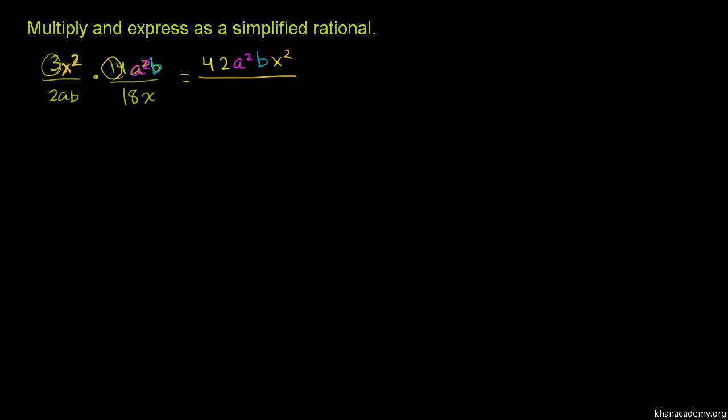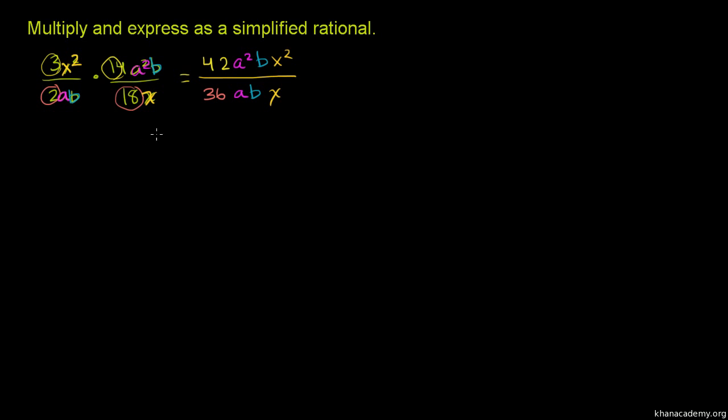And let's do the same thing for the denominator. I'll first do the coefficients. I'll multiply 2 times 18, which is 36. And then I have just one a over here, 36a. Then I have just one b over here, times b. And then I just have one x over here, times x. So we've multiplied the two, and now we just need to simplify them.